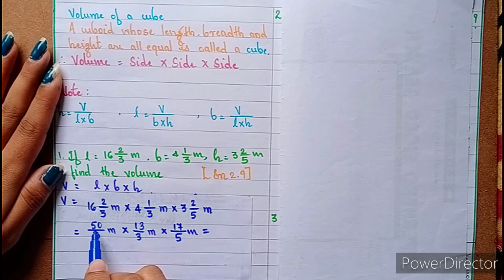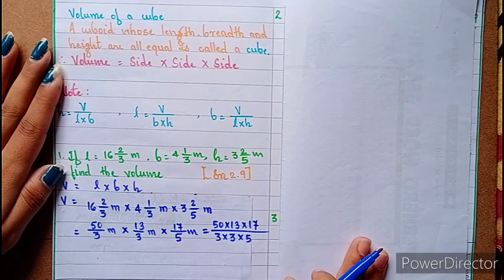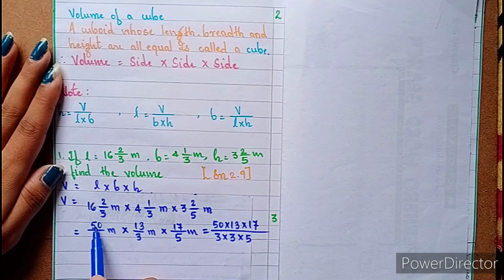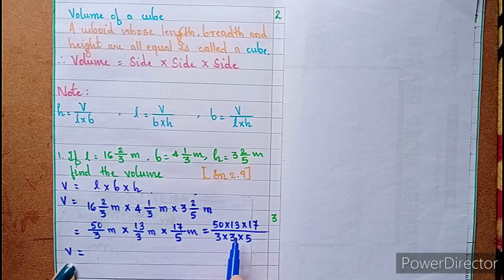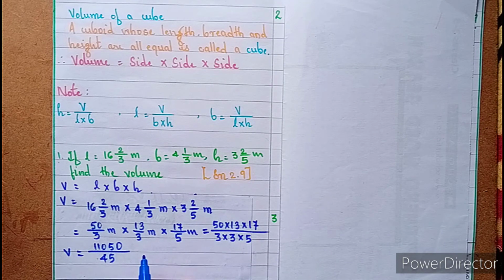Now let's multiply 50 into 13. So this is how we have to write: we have to multiply the numerators together, 50 into 13 into 17, and the denominators together. So volume equals, let's write the product of this. The product of 50 into 13 into 17 is 11,050. Now let's multiply the denominators: 3 3s are 9, 9 4s are 36, 36 5s are 180... So this is how we will get the answer, and this answer is in cubic meter.